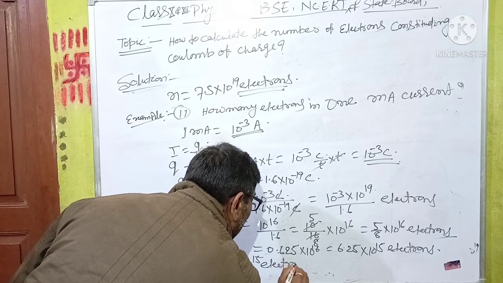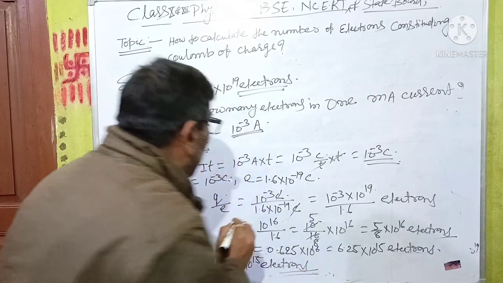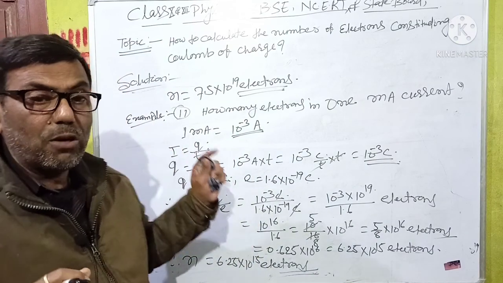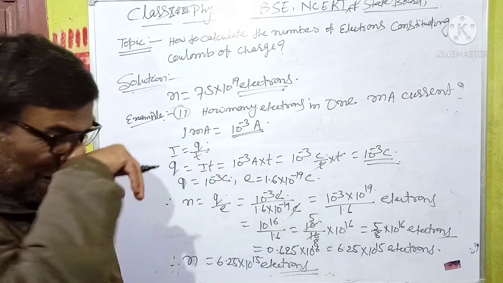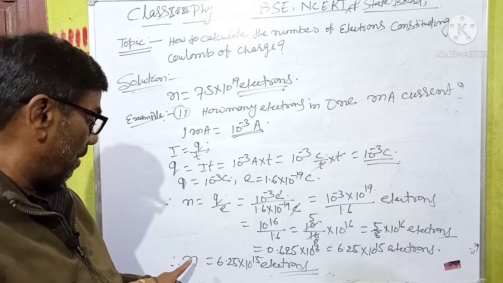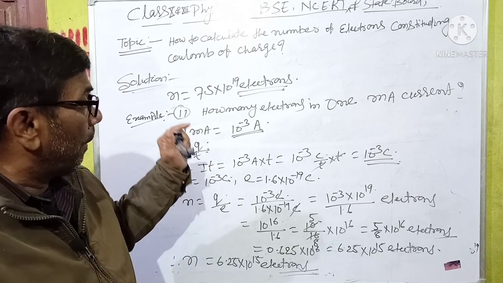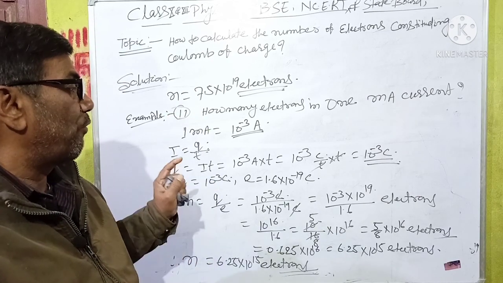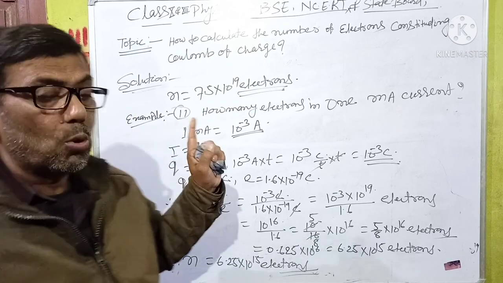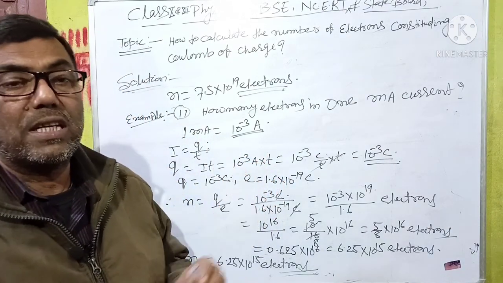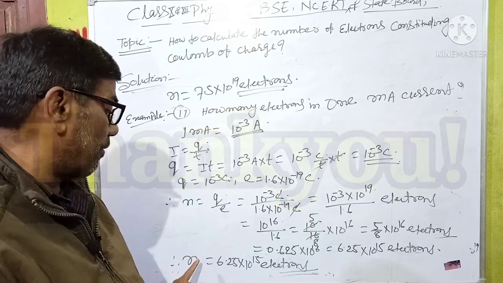So we get the number of electrons through the property of quantization of charge, and we also get it through the flowing current. We can find the number of electrons, and also through the flowing charge in a circuit we can find the number of electrons.